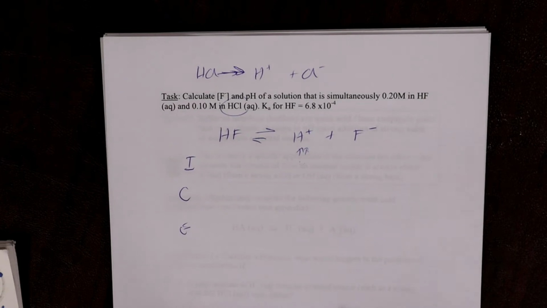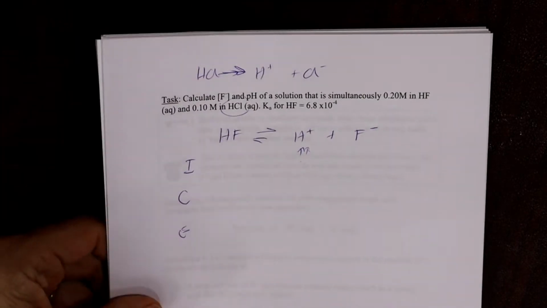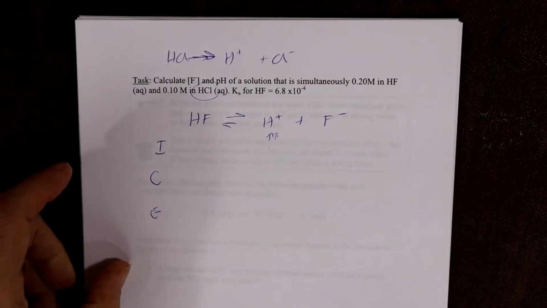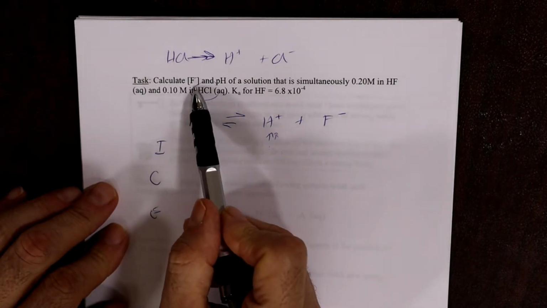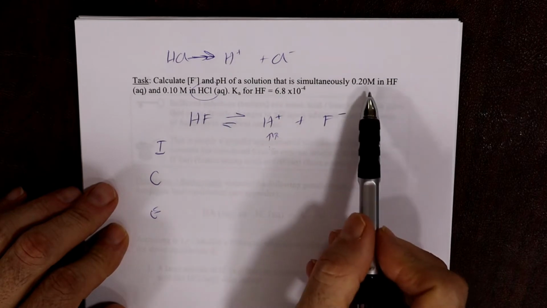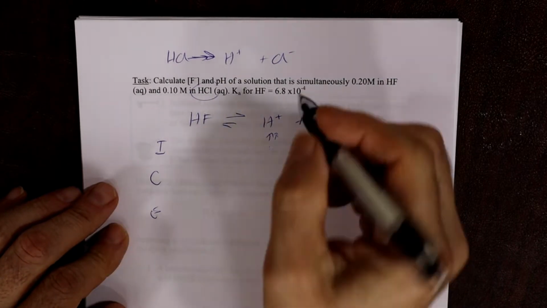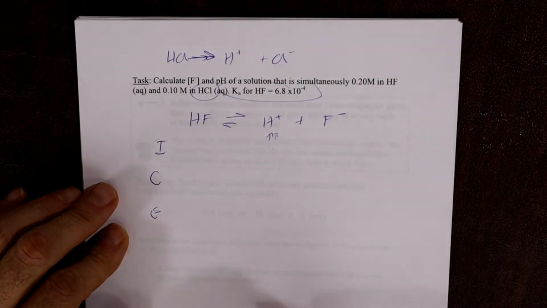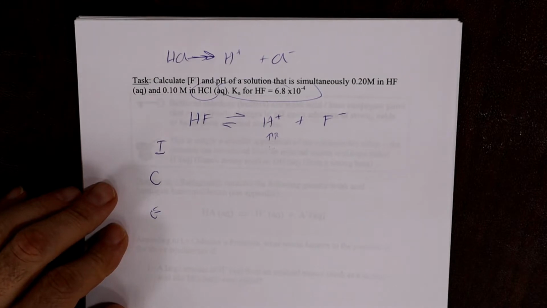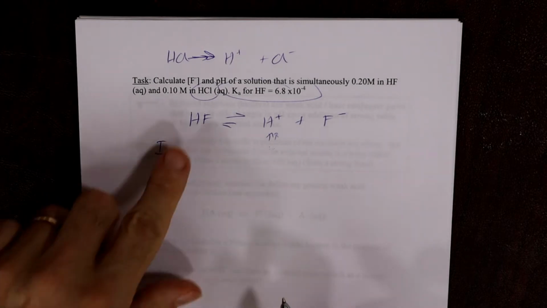Alright, so let's look at this problem. Let's read it, and then hopefully you got the answer. The answers are given down here, okay, so hopefully you got that. Alright, but let's go through, let's check. So, calculate the F minus ion concentration and the pH of a solution that's simultaneously 0.2 M HF and 0.1 M HCl. And they give us Ka for HF, which is a nice clue. So there's a nice clue that HF is the weak acid, so that makes sense.